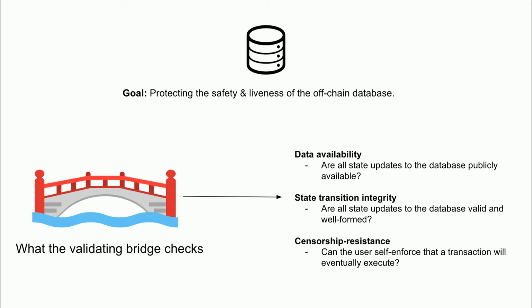And three, the bridge needs to be able to enforce such that if the entire system eventually goes offline, one honest party can eventually get their transactions executed by the system. Now, the important bit is the bridge has the sole discretion over this entire system. There's no honest majority. There's not even a peer-to-peer network. It's just from the bridge.